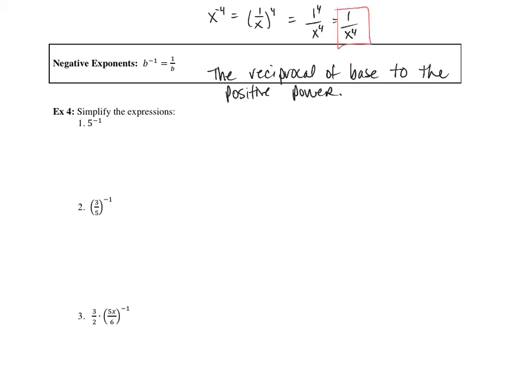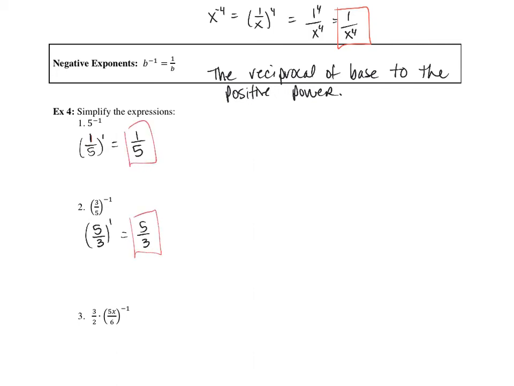Here, if I have 5 to the negative 1, we take the reciprocal. The reciprocal is 1/5 to the positive 1. That just ends up being 1/5. Okay, so the reciprocal here would be of the base. You just flip that over, and then it's just to the positive 1 power. So that just is the reciprocal, 5/3.